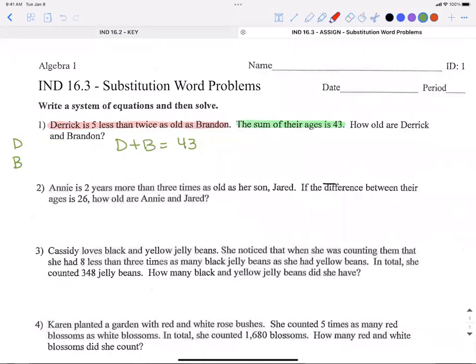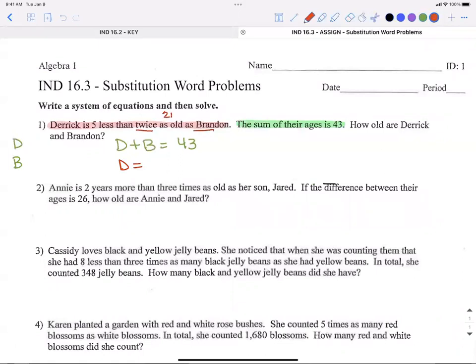When we go down later on in later ones to solve, try to ask yourself which one is the greater number, because that's always the one that you set your equation equal to. So in this case, Derek is less than twice as old as Brandon. That means Derek is the oldest. So I'm going to set an equation up for Derek equals, and then I need to manipulate Brandon's age to equal Derek's age. Right here, it's twice as old as Brandon.